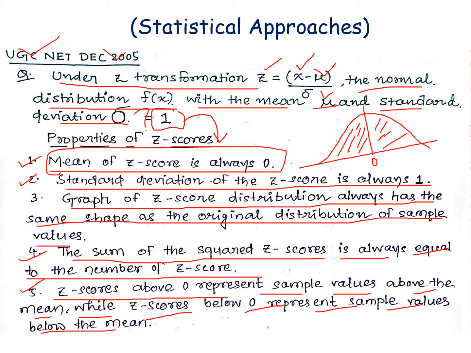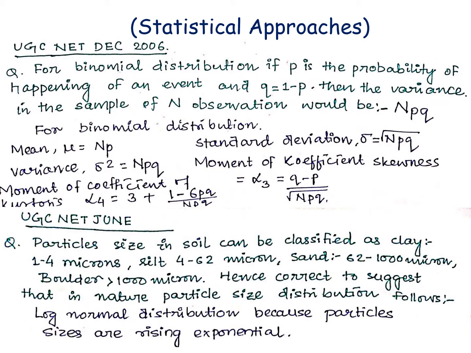Okay, so here are some properties of the z score. According to that, the question comes in 2005. Now, in the UGC NET December 2006, we have a question from the binomial distribution.